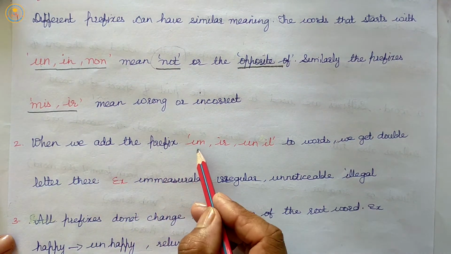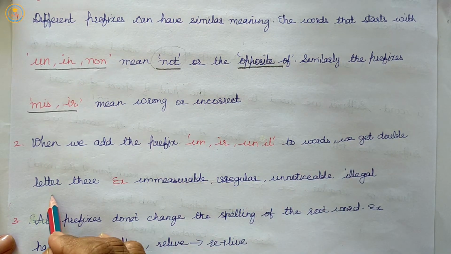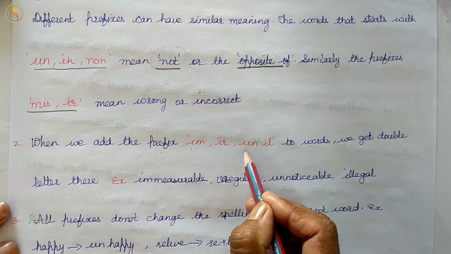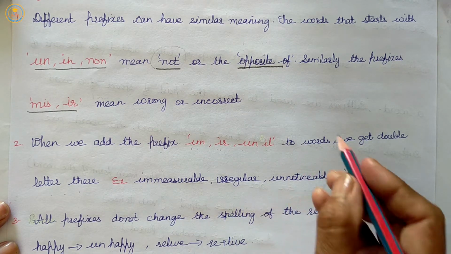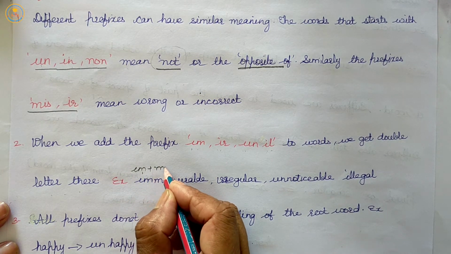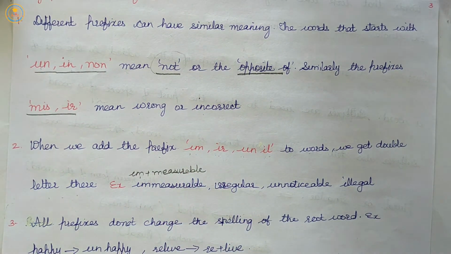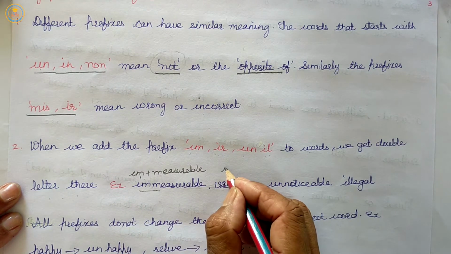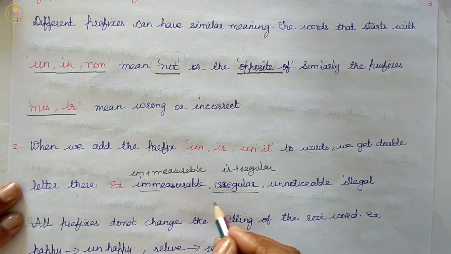Second, when we add the prefix im, ir, un or il to root words, we get double letters. Listen carefully. Suppose the prefix is im and the root word is measurable. Im plus measurable gives immeasurable, and we get a double letter. Ir plus regular gives irregular, again a double letter.